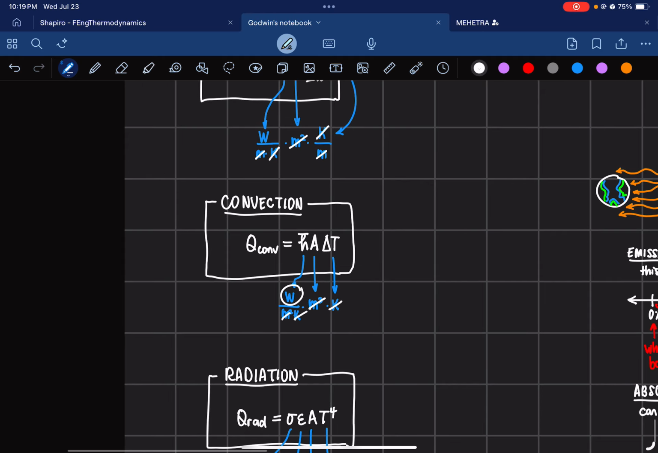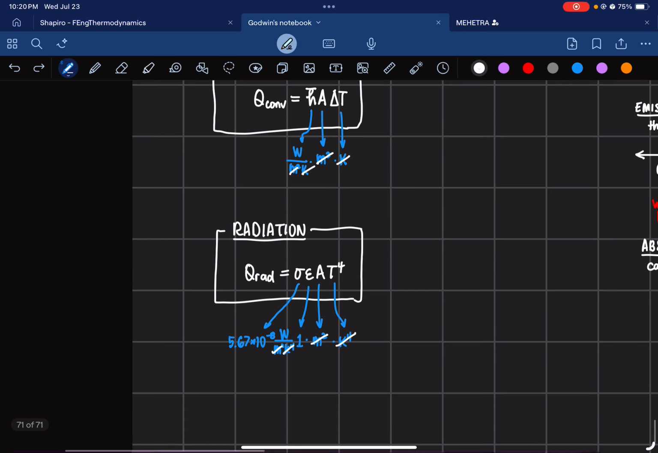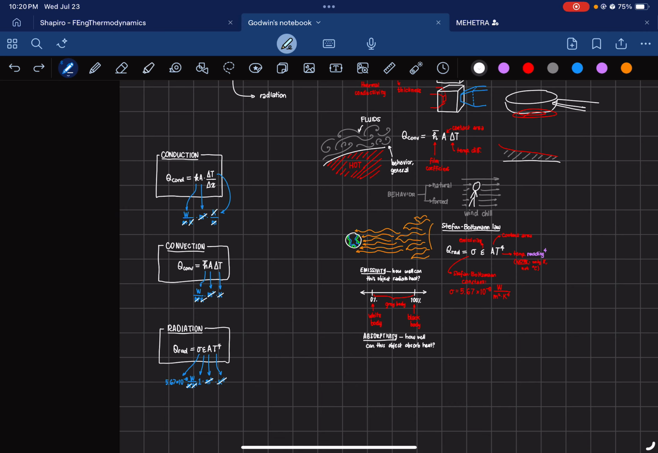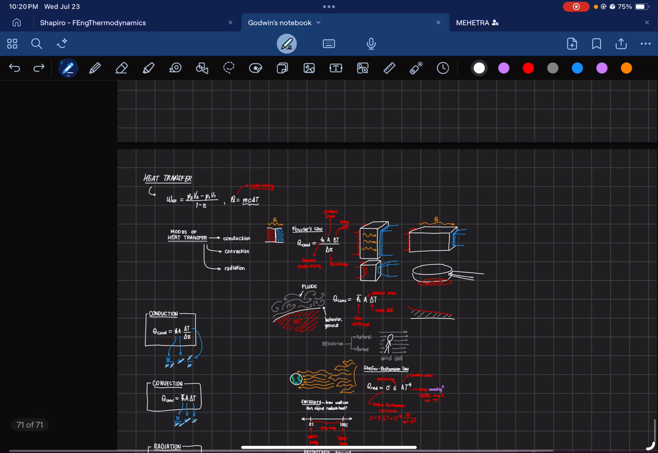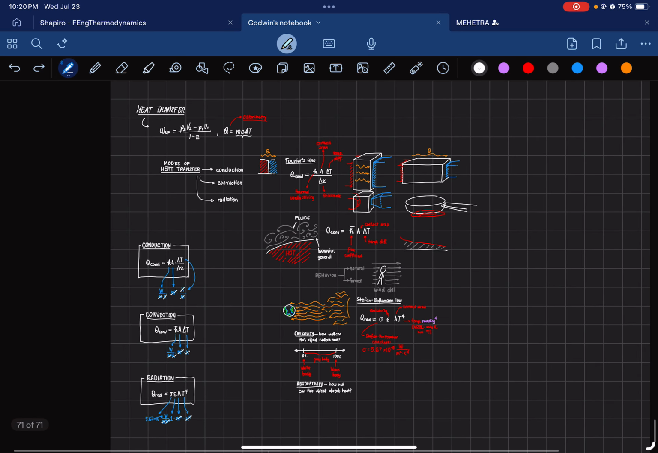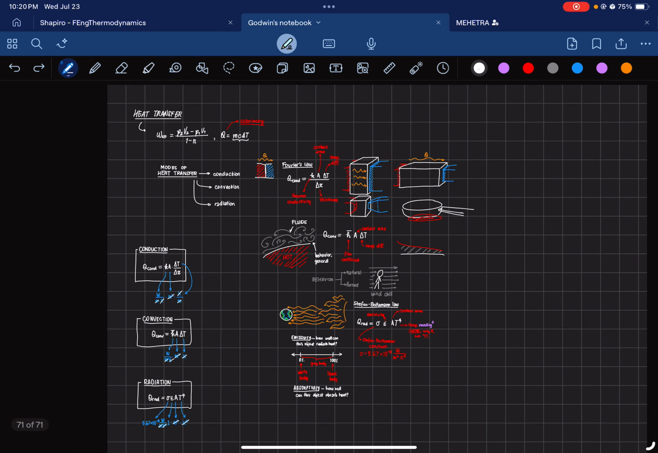May matitira sa atin na watts, right? So yun. That means that all three of these are the classical modes of heat transfer, right? These are the ways in which we can experience the heat being transferred all around us.